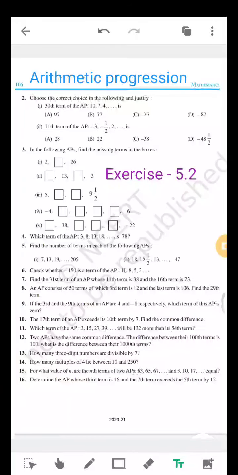Welcome back, students. Today's session we are going to continue exercise 5.2 of arithmetic progression. In the last session we stopped at question number 6. In the last session we saw question number 4, 5 and 6. In today's session we are going to see the other remaining questions, that is question number 7, 8, 9 and 10. So let's continue with question number 7.